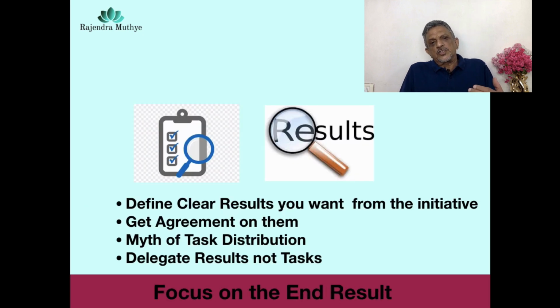Now, delegation is about focusing on the end result. So you have to clearly define what it is that you want from this initiative, or why are you delegating? What is it that you are looking for? What is the crystal clear agreement? If you are clear about the results, you will be able to communicate to them that these are the results that I am looking for in this delegation. You will get an agreement with them. Once you have an agreement with them, all you have to do is manage this agreement.